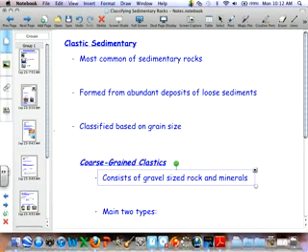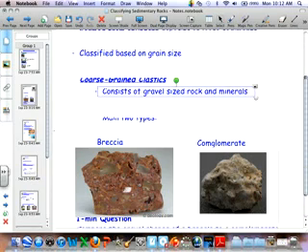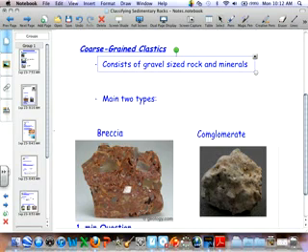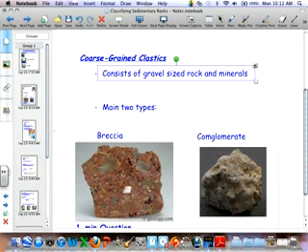Now I'm going to ask you to think for me a little bit. When we think about coarse grain clastics, I'm going to show you two pictures up here. I want you to study the pictures. On this side we have breccia. On the other side we have conglomerate. Study the pictures. Look at their grains. Look at the pebbles. Compare and contrast. Take 1 minute to do so.